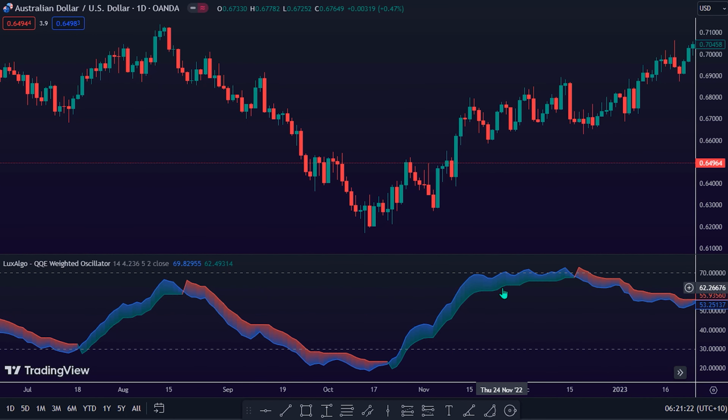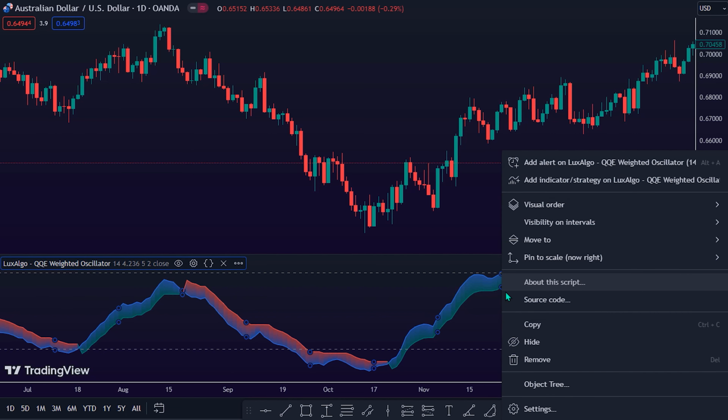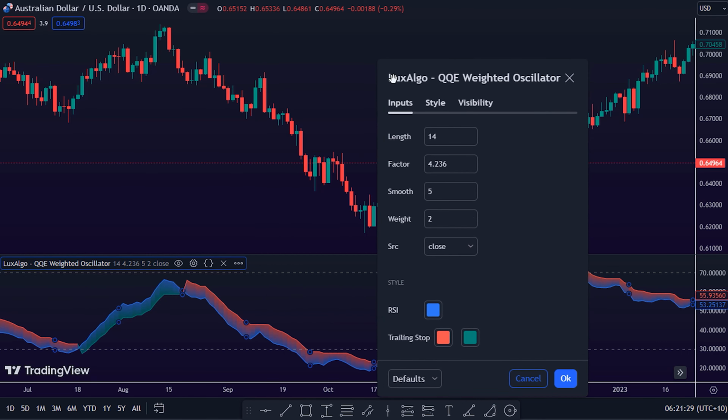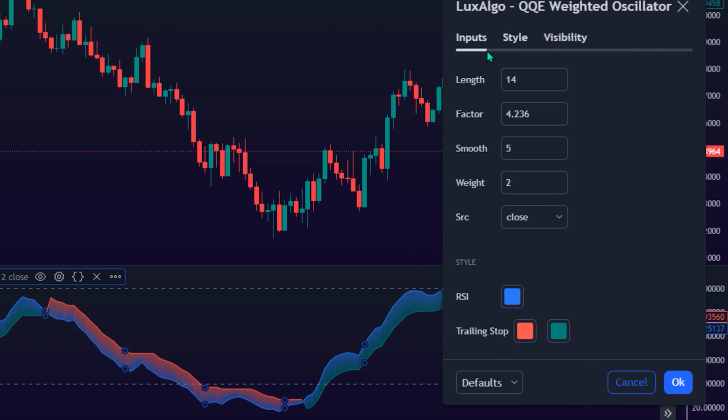To do this, we need to right-click on the indicator and navigate to the Settings option. Here are the parameter settings of this indicator. Under the input, there is the length. The length of the RSI oscillator is 14 by default. Factor, multiplicative factor used for the trailing stop calculation is 4.236 by default.